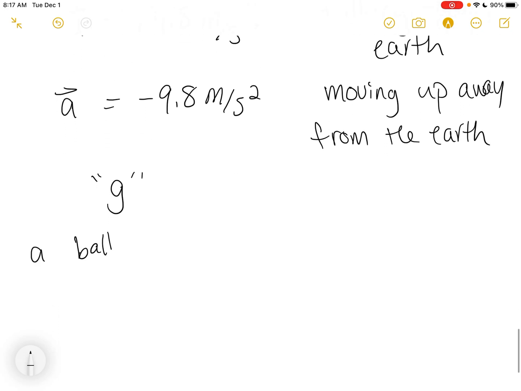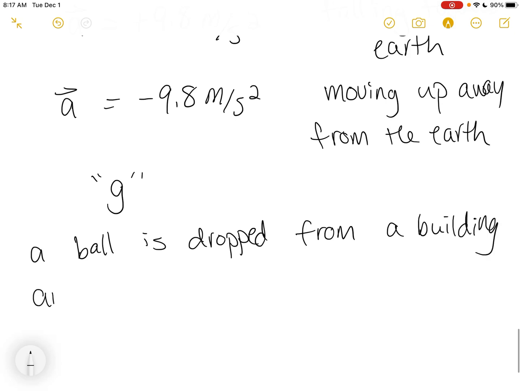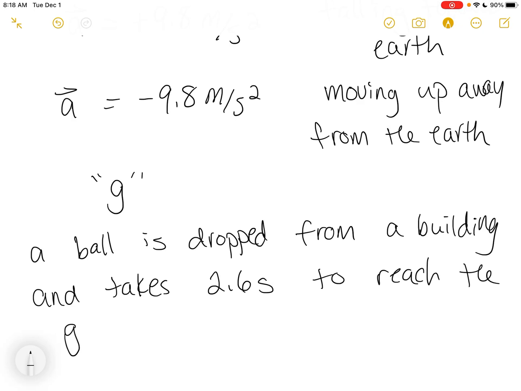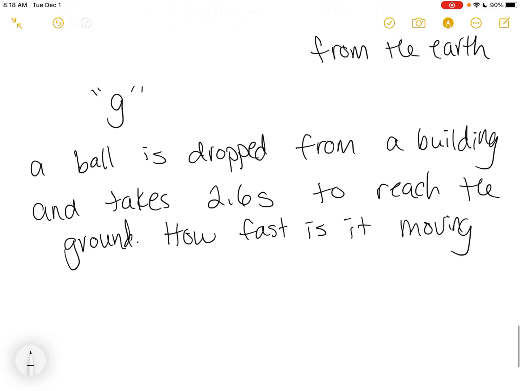So a ball is dropped from a building and takes 2.6 seconds to reach the ground. How fast is it moving right before it hits the ground?